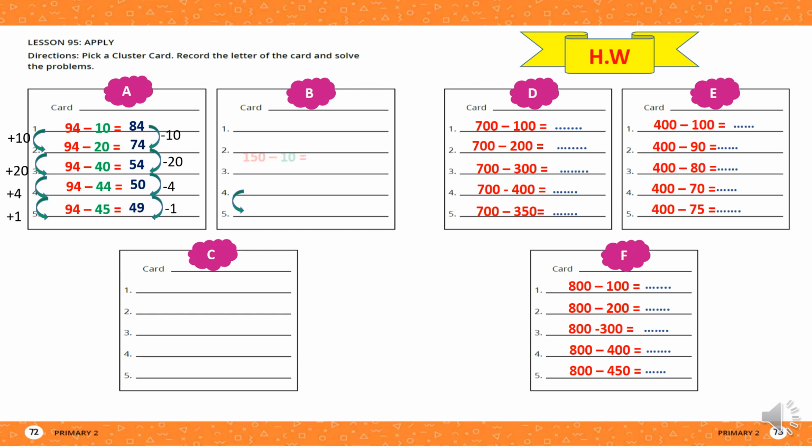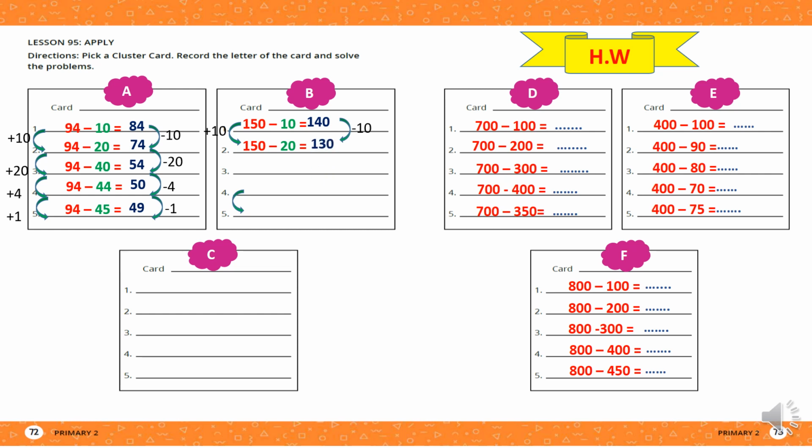Card number B. I'll give you the first equation, 150 minus 10 equals what? Equals 140. The second equation, 150 minus 20. 150 becomes as it is, 150. 10 becomes 20. It increased. 10 increased to be 20. What happened here? We added 10. 10 plus 10 equals 20. So we must subtract 10 from the other side. 140 minus 10 equals what?